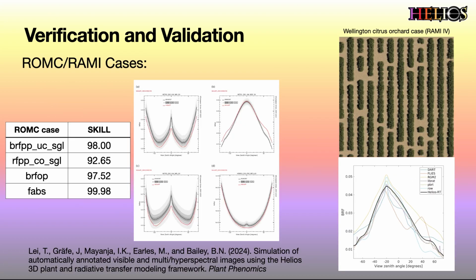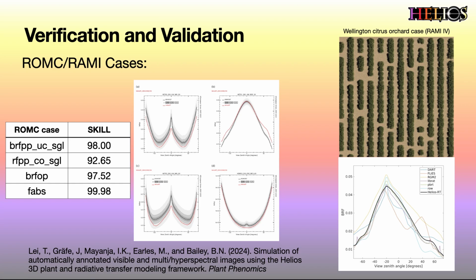To verify the radiation camera model, we've done some comparisons against the ROMC and RAMI cases. These are benchmark cases where you compare many different models against each other to get an idea of what typical values we should end up getting from our model. These have some very complex cases with realistic geometries. So this is an advantage of this approach.